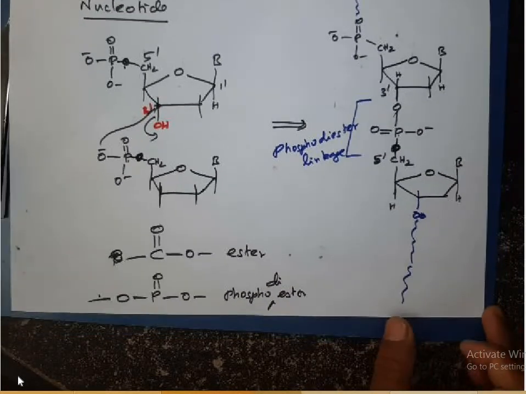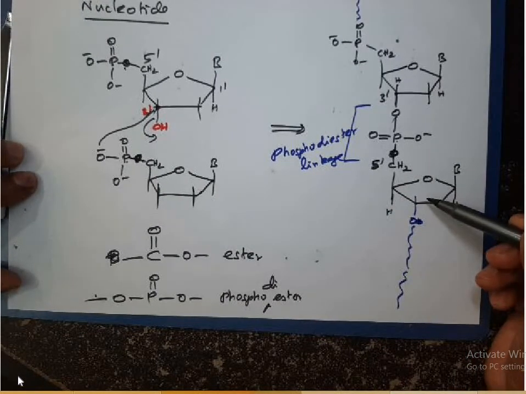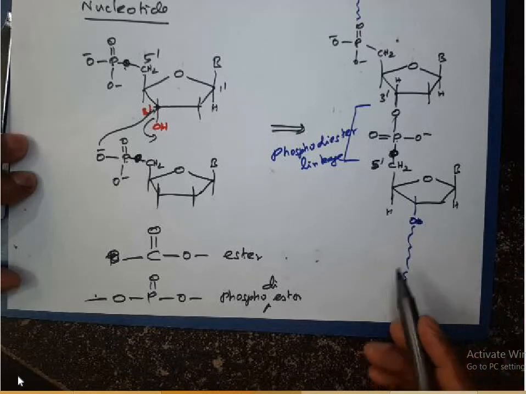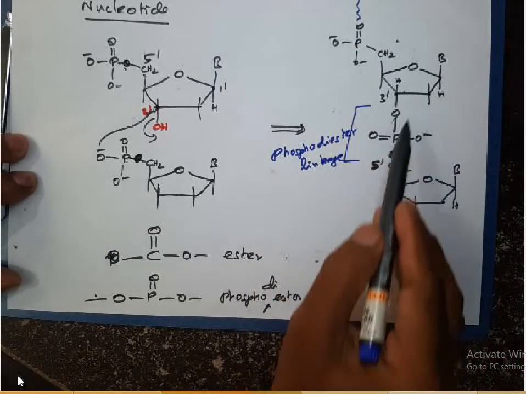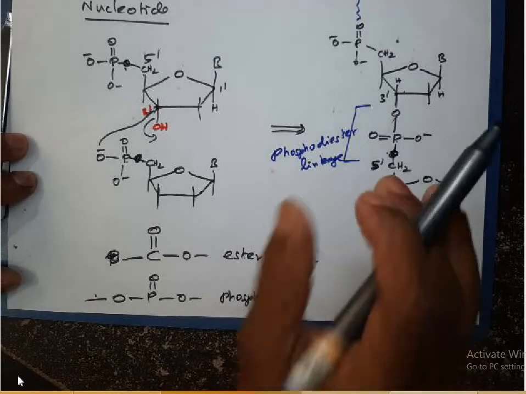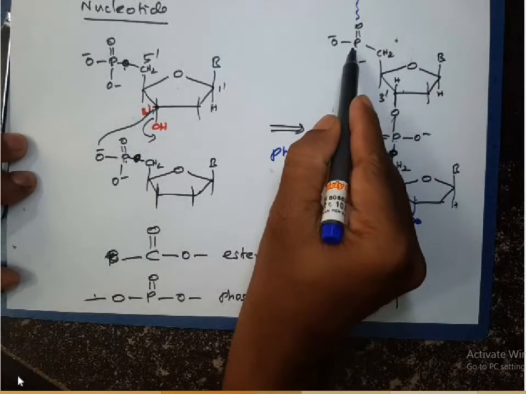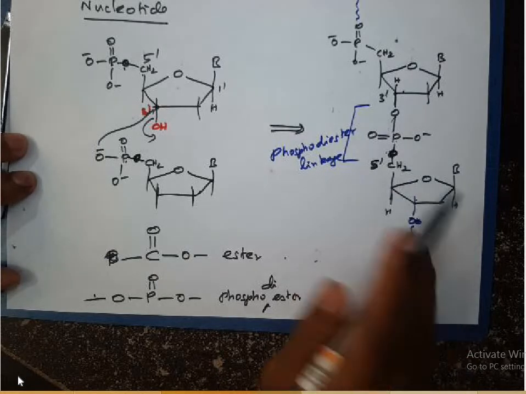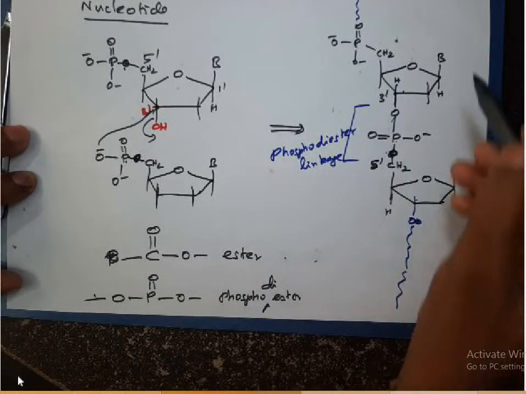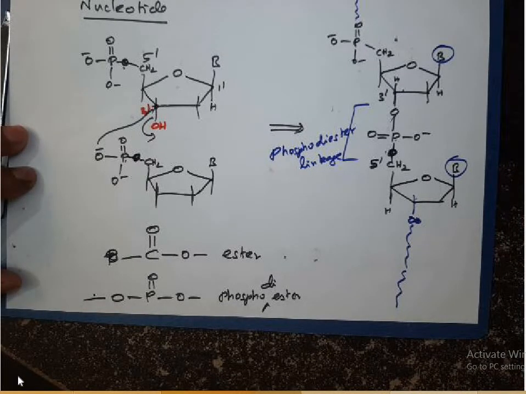Now listen, students. When you move from one nucleotide to another nucleotide along this chain, see, phosphate and sugar are all common. What is the difference? In a given nucleic acid, suppose you take RNA. In RNA, this phosphate, this sugar, this phosphate, sugar, these are all common features. What is the difference? The base. Base alone will differ.